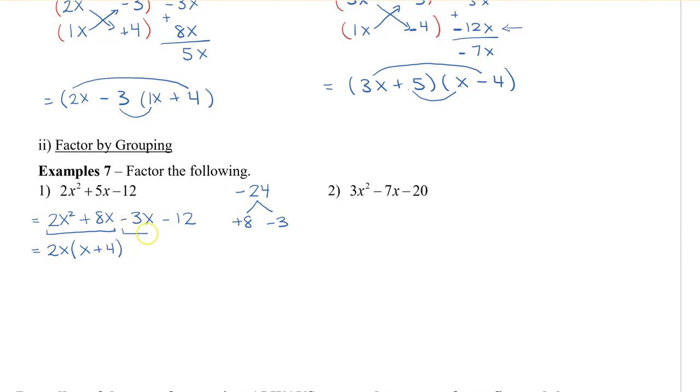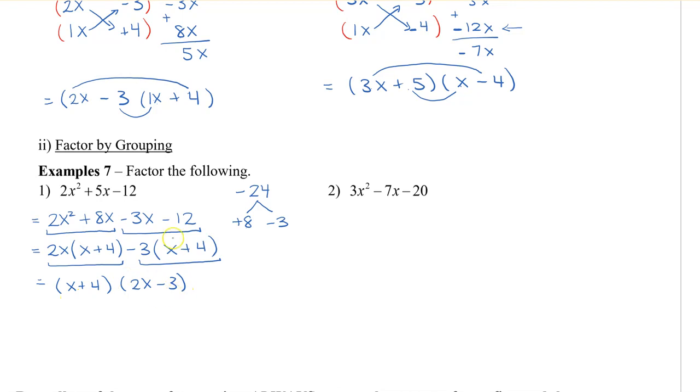And then I'm going to do the same thing with the last two terms. So I can factor out a negative 3, which leaves me with x plus 4. So what I can see is that these two big terms, I could call them, have in common that they both have an x plus 4. So I'm going to factor out the x plus 4. And then what I have left is 2x and then minus 3.